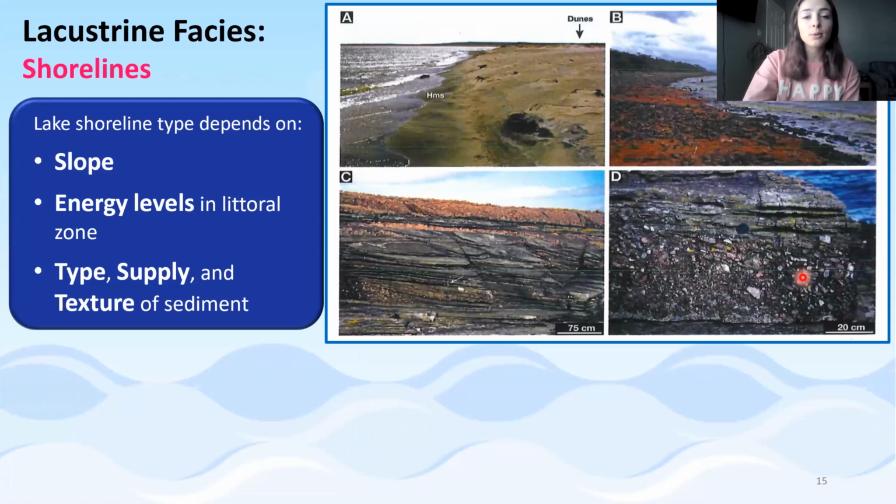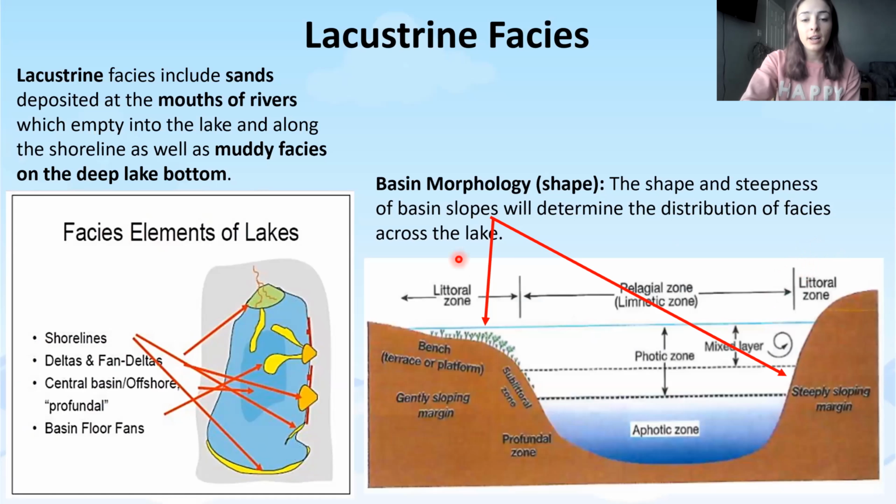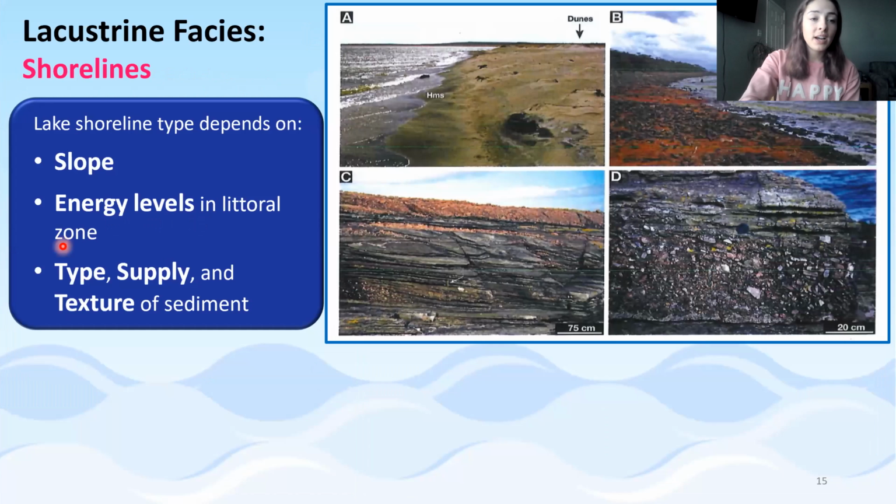So first, let's start with lacustrine shorelines. Lacustrine shoreline type depends on slope, like we just talked about, and energy levels in the littoral zone. The littoral zone is the one shown here and here. It's basically where the shoreline occurs, and then the rest of the lake in the middle part is the pelagic zone. And then the last factor that shoreline type depends on is type, supply, and texture of sediment.